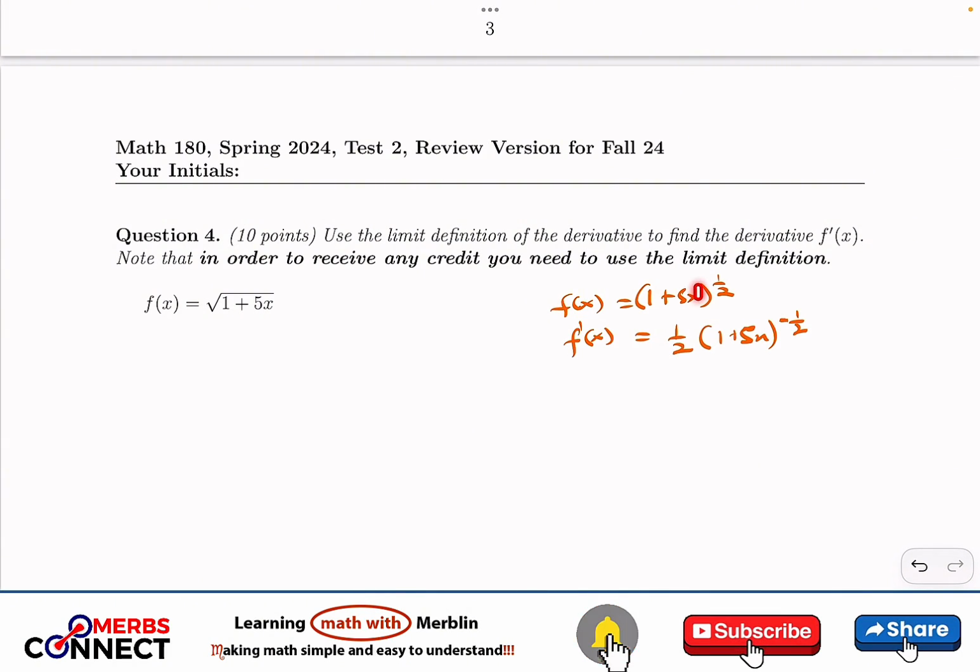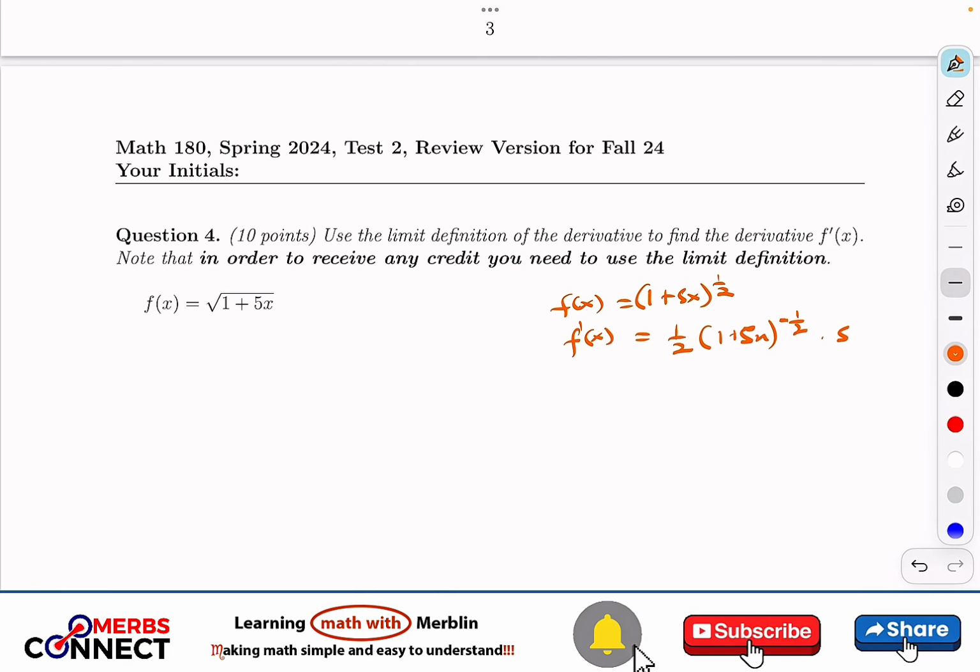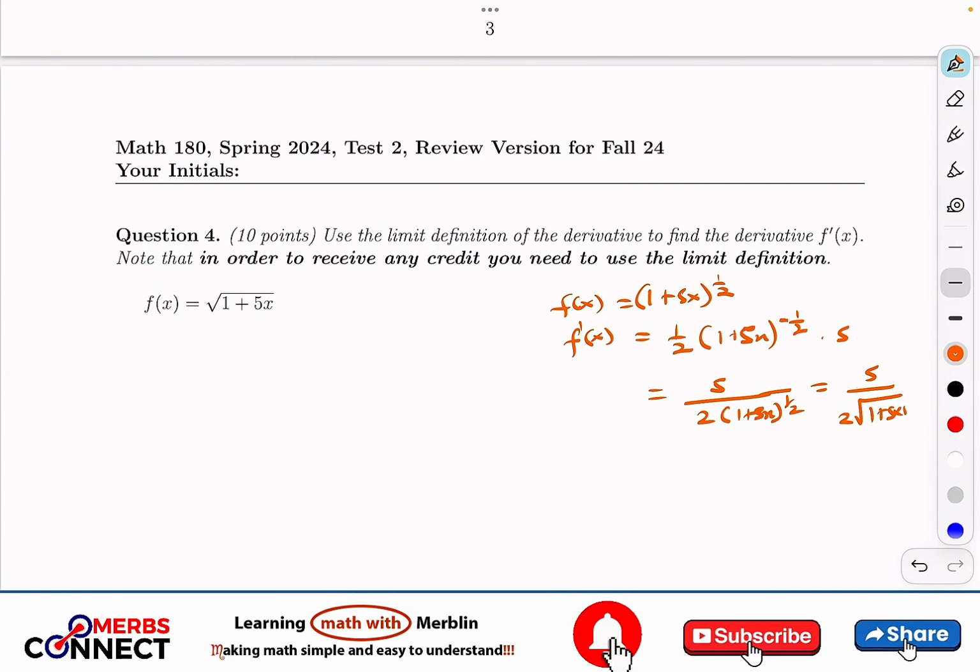But you can do it so that you can verify. Then I differentiate what is inside. I'm using chain rule, so times 5. So this is going to be 5 divided by 2, (1 plus 5x) to the power 1 over 2. So it means that when I differentiate this, I should be having 5 divided by 2 square root of 1 plus 5x. So if I have this one, this is basically what I'm going to work towards. And at the end of the day, this is what I need to get.